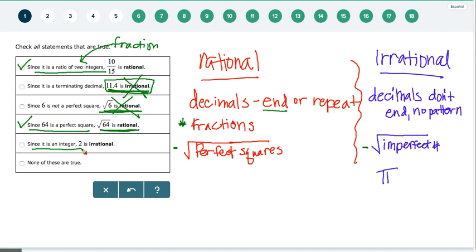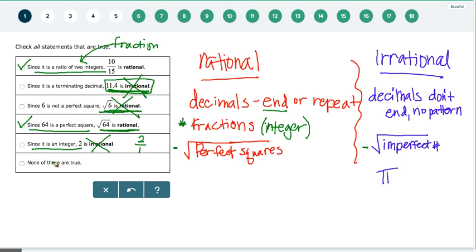Since it is an integer, 2 is irrational. Okay. So you don't see integers on any of my lists. And the reason is because anytime you have an integer like the number 2, can I write an integer as a fraction? Yeah. That gets covered under the fraction section. I mean, you could add it, but I'm trying to limit the amount of things you have written. An integer can be written as a fraction, so it's automatically rational. This is incorrect. Integers, whole numbers, negative numbers, they all can be written as fractions, so they are rational.